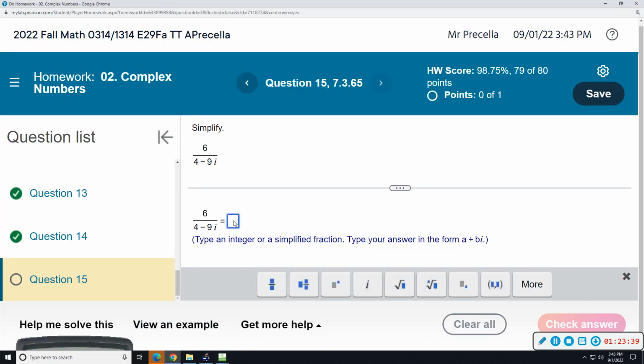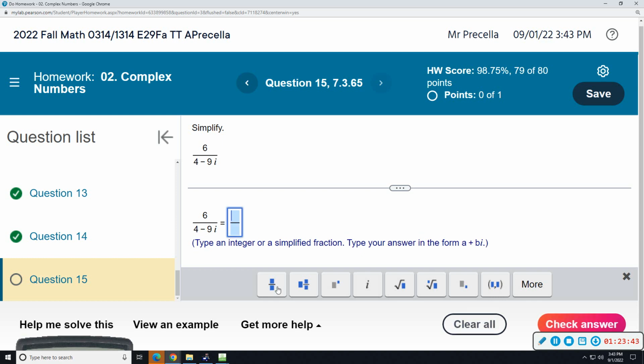Any other questions? Let me see. I'll stop typing it. 24 over 97. Oh, but remember, you've got to move over. Don't put that plus in the bottom. I didn't, I moved over. I'm just reminding the student. Plus 54i over 97.